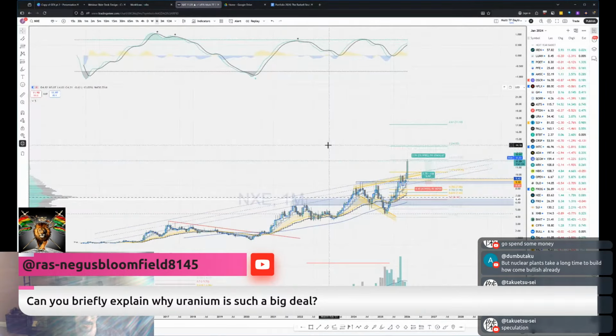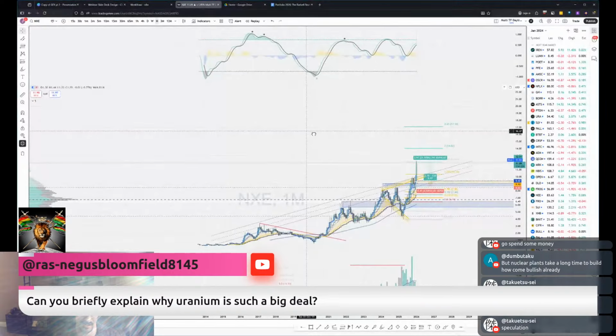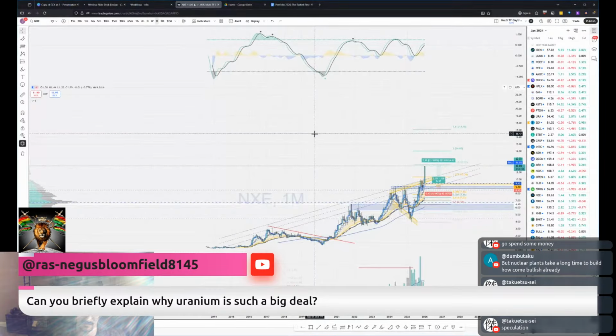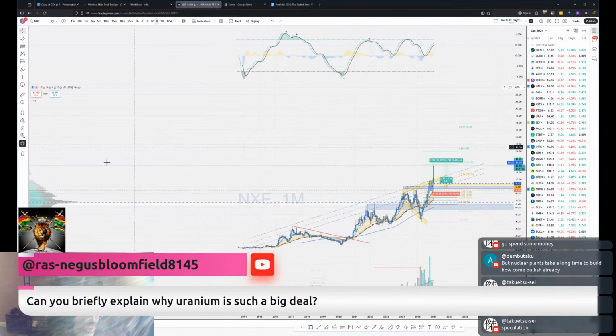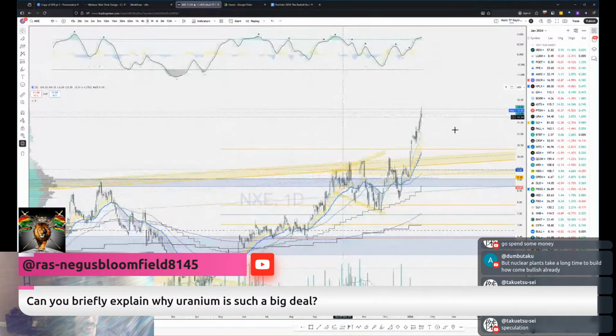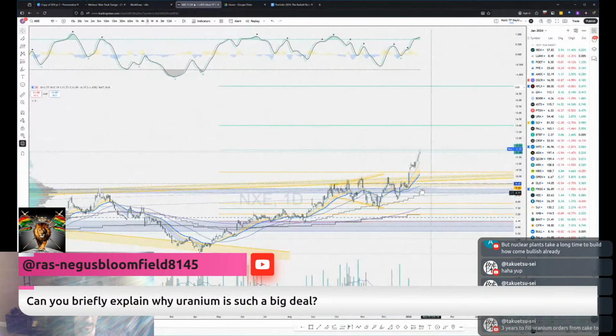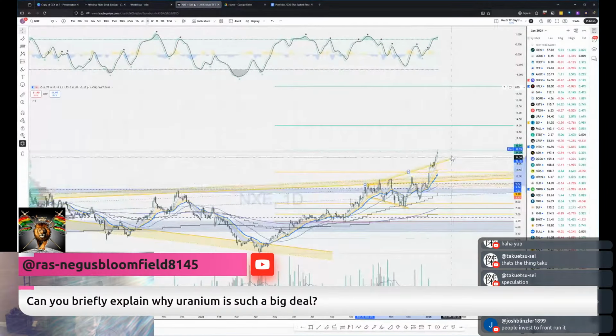NXE, they do small scale reactors and mining. They have some mines that are just starting to be developed, I believe. So still quite a ways out. But even the CCJs, the bigger ones, the future is bright and the market's just starting to kind of catch up.